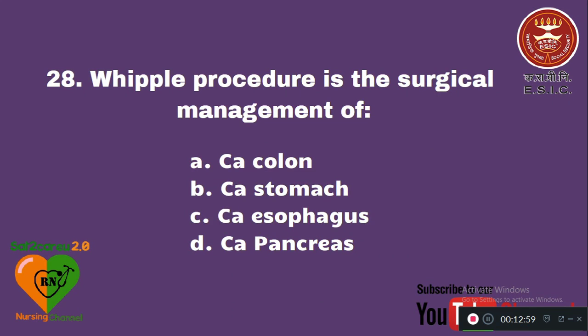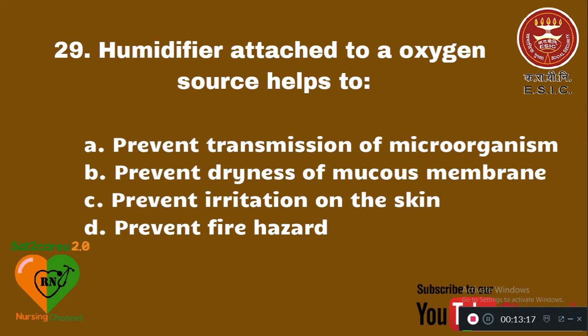Let's see the 28th question. Whipple procedure is the surgical management of option A, CA colon, B, CA stomach, C, CA esophagus, and D is cancer pancreas. So Whipple procedure is the surgical management of option D, CA pancreas.